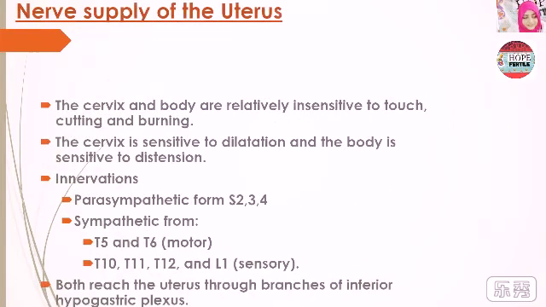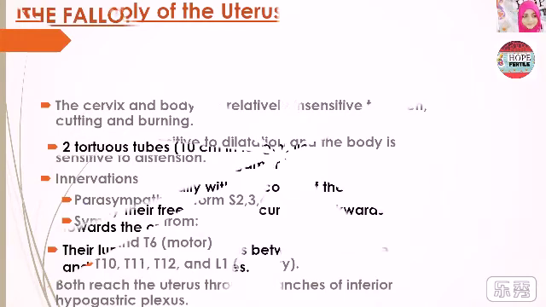Nerve supply of the uterus. The cervix and the body are relatively insensitive to touch, cutting and burning. The cervix is sensitive to dilatation and the body is sensitive to distension. Innervation: parasympathetic from S2, S3, S4. Sympathetic from T5 and T6, which is motor, and T10, T11, T12, L1 for sensory. Both reach the uterus through branches of the inferior hypogastric plexus.